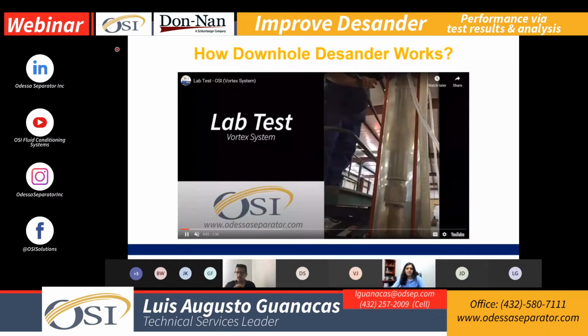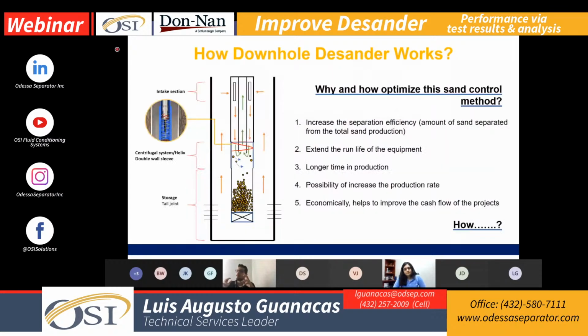Well, it is important because with this information, you will know the amount of sand that you are going to control or separate with your desander, right? That will allow you to know how much sand you are going to see in your pump and what is the size of the sand particles that are going to be affecting or maybe going through your pump. This information is really helpful.